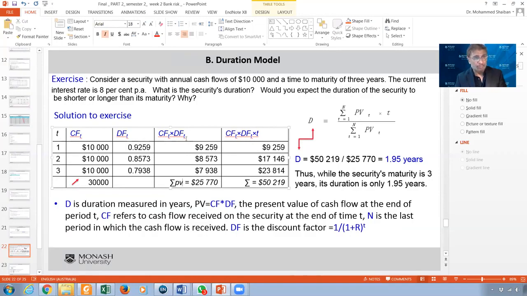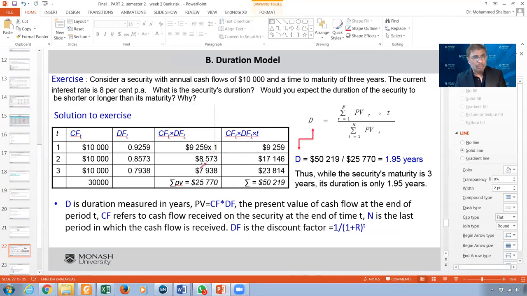This is the sum of all present values. Then I have to multiply each by the timing, which is time 1 here, times 2 here, and then bring it to here.